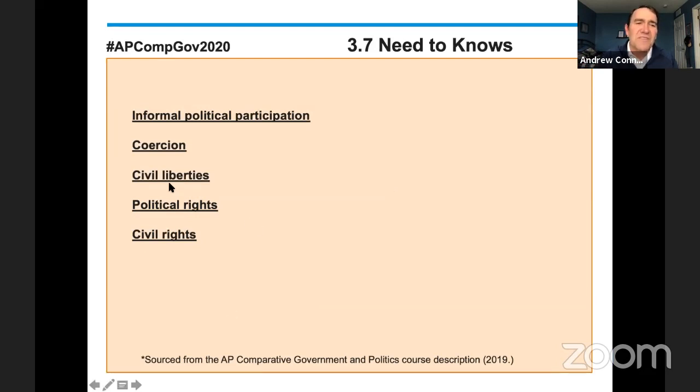So you should know civil liberties. You should know political rights. You should know civil rights. You should know this word coercion. And I'm going back to that word we were looking at yesterday as well, informal political participation.